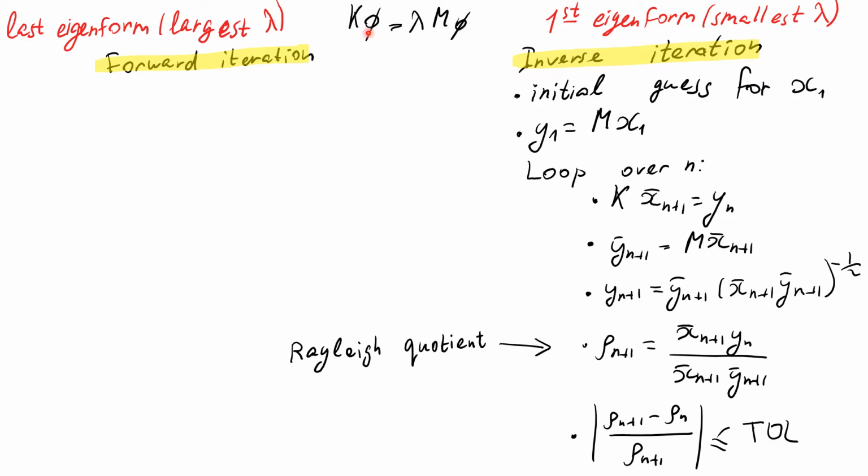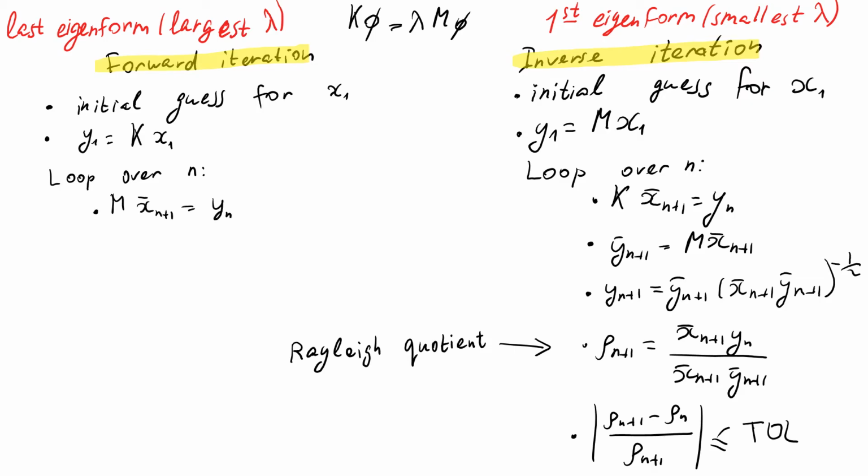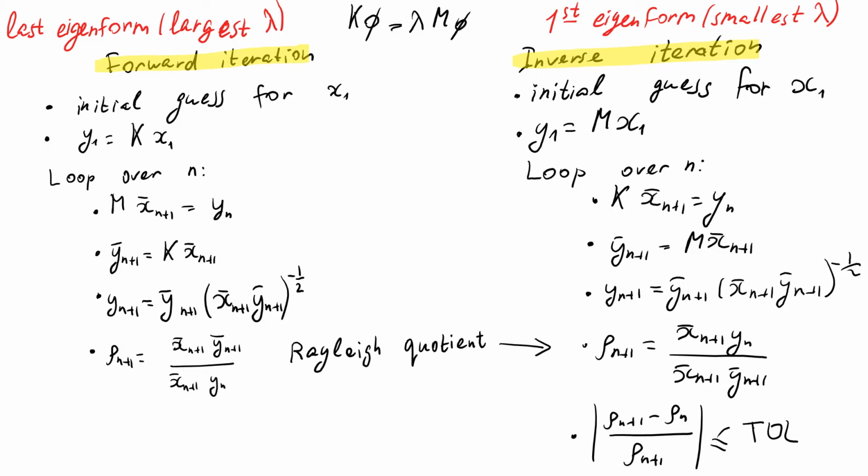For the forward iteration, the scheme is almost the same. We also have an initial guess for x1, but here we plug it in on the left hand side, so we multiply K with x1, and then we start our loop, and again in each time step we're updating x bar, y bar, and then again using the Rayleigh quotient we obtain rho and check for the tolerance.